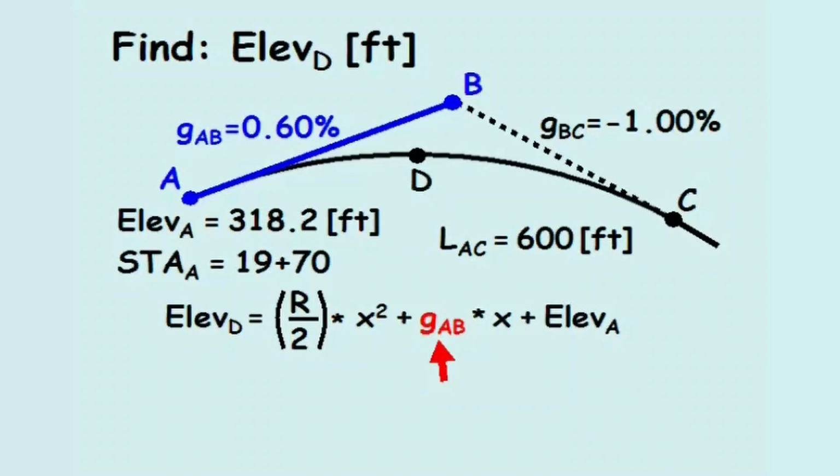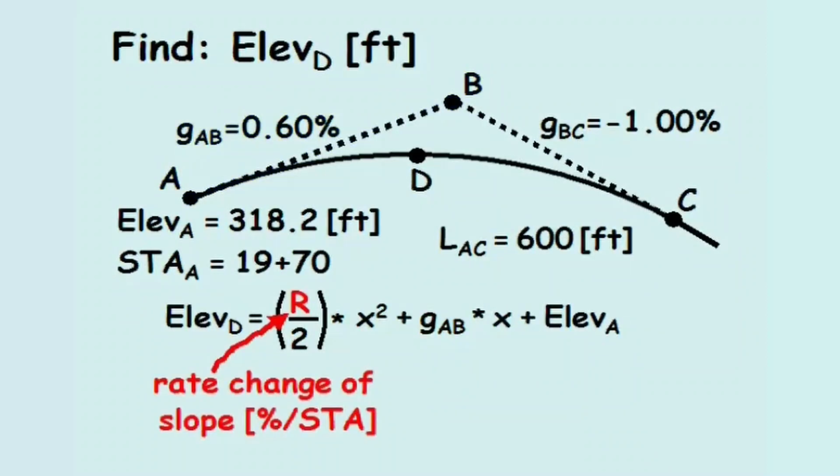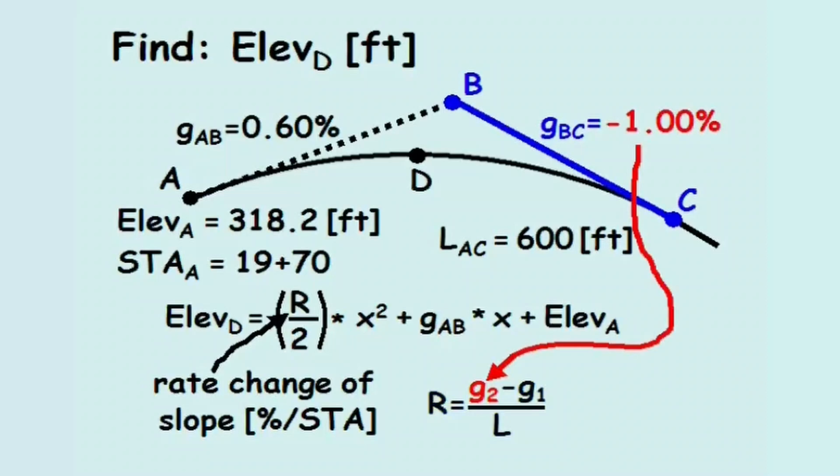Variable r refers to the rate change in the slope in units of percent per station, where r equals g2 minus g1 all divided by L, where g2 equals the grade of the line segment tangent to a point at the end of the curve, which for this problem is the grade of line segment BC, or negative 1.00%.